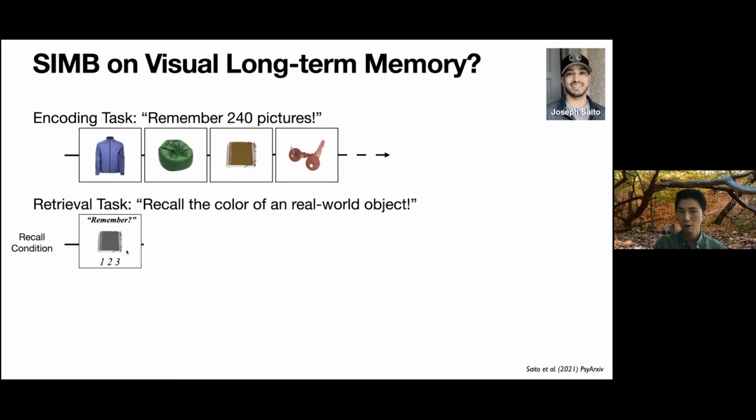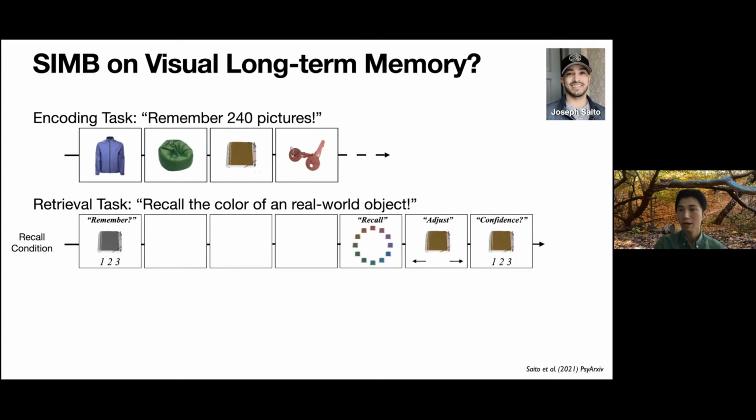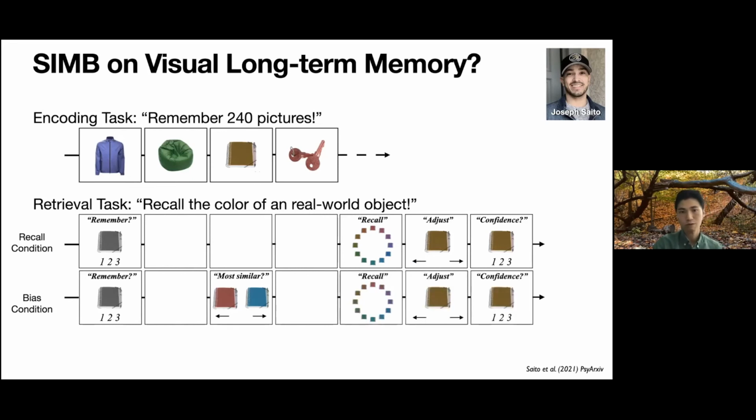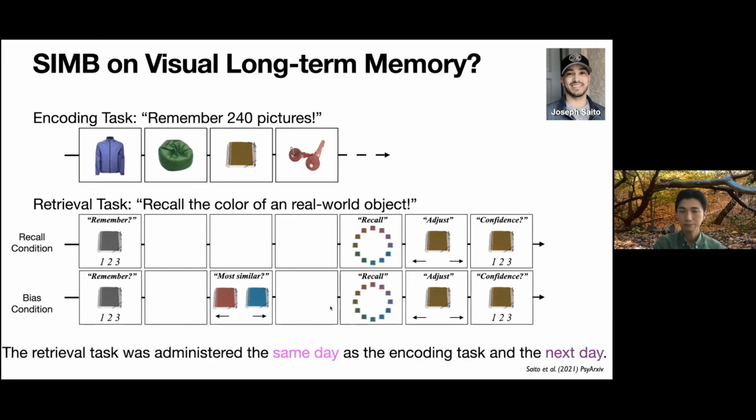After they report whether they remember seeing that colored version, we asked participants to report what the color was of that original item, along with the confidence. In the critical retrieval condition called the bias condition, after participants indicated whether they've seen that colored version of it, we have people do a similarity judgment by presenting a pair of probes. After they judge which one looks more similar to what they remember, then they reported the original one, along with the confidence. Importantly, Joe asked participants to do this retrieval task twice. Once on the same day as the encoding task, but the second time, 24 hours later.